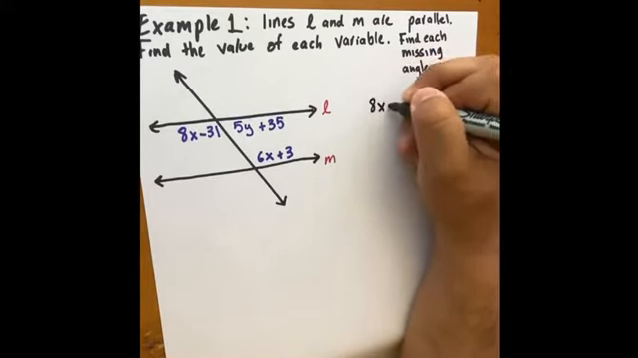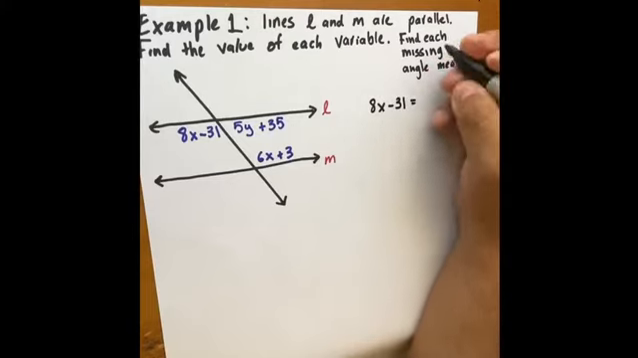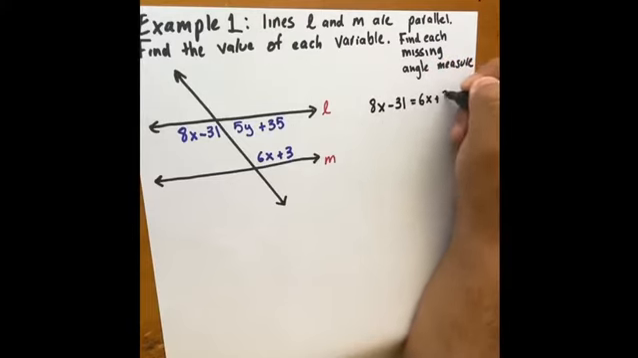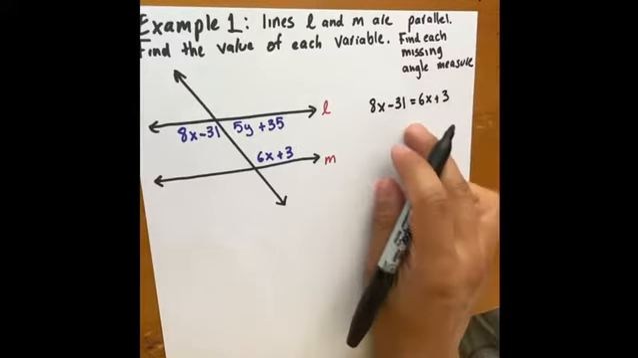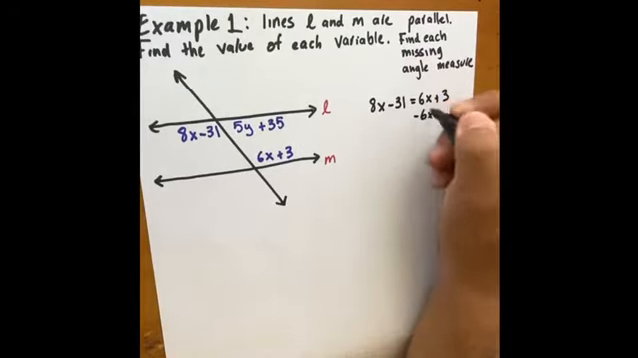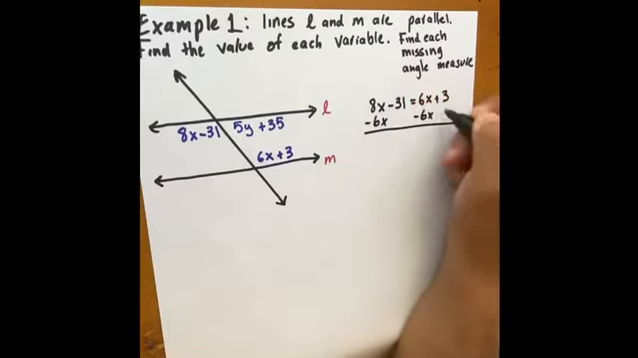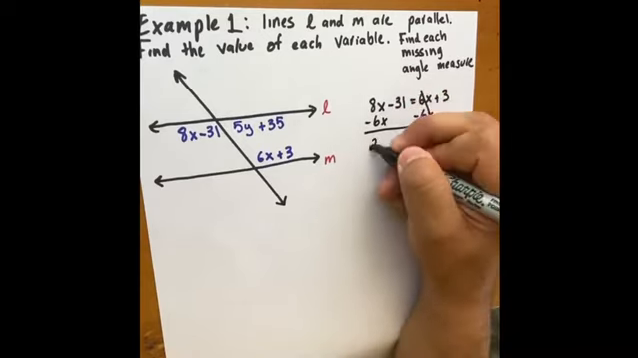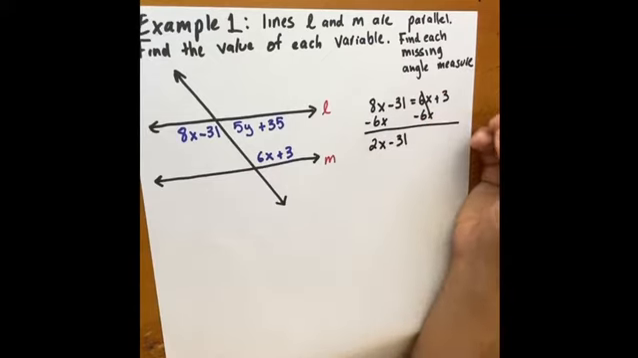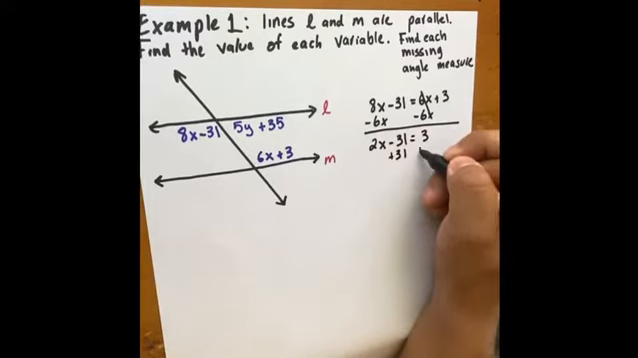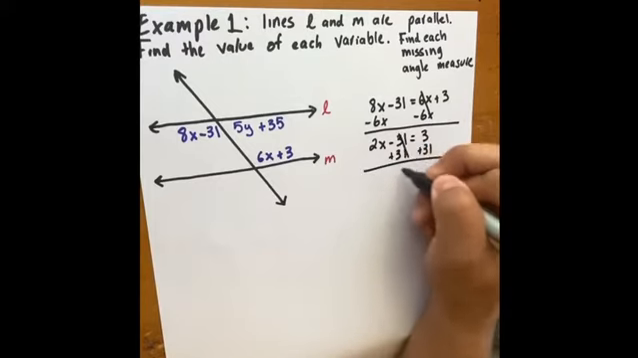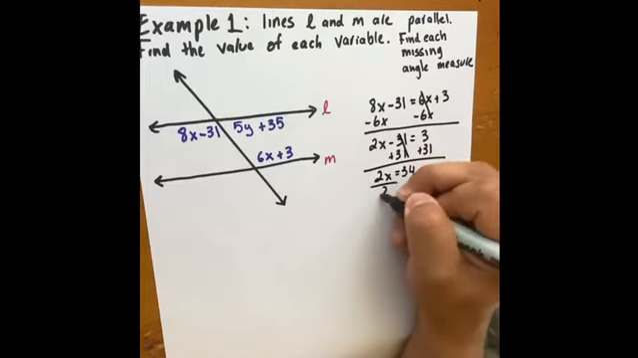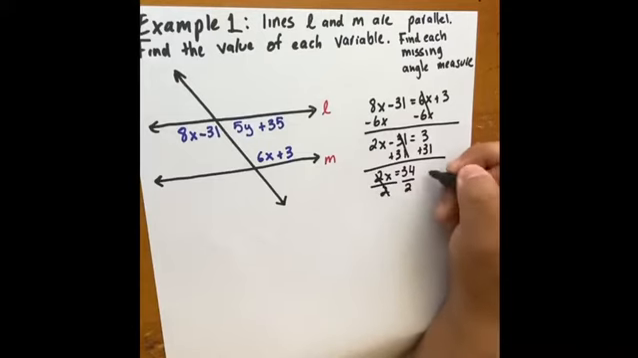I'm going to take 8x minus 31 is equal to 6x plus 3. I'm going to use some algebra to get x by itself. Subtract 6x on both sides. 8x minus 6x is 2x, minus 31 equals 3. Add 31 on both sides, and I get 2x equals 34. Divide by 2, and I get x equals 17.